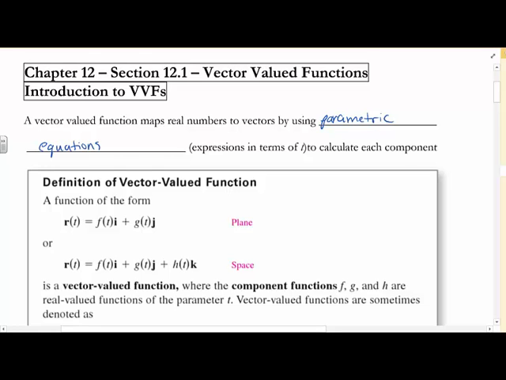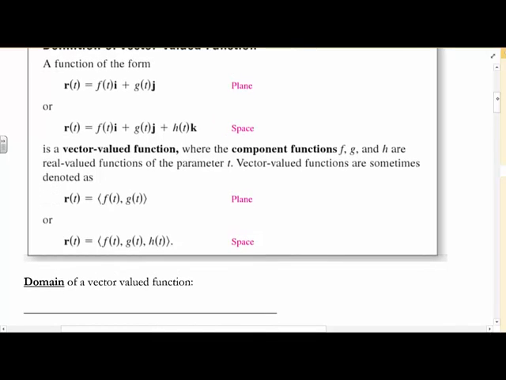So in BC Calc, you did a lot with parametrics at the end of the year, and technically you did vectors as well, where you had like a position vector and a velocity vector, and it was all parametric. Same thing here. We're going to use parametric equations as expressions in terms of t to calculate each of our components. So we can have a vector-valued function that's in a plane, and we can have a vector-valued function that's in space, just depending upon the number of terms we have. So if I have 2 terms, i and j only, I would have a plane. If I had 3 terms, this would be in space.